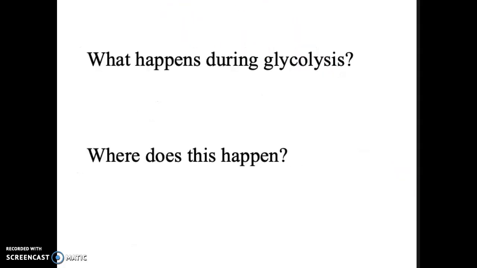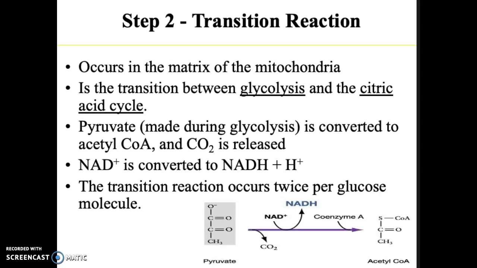Before we do that, I think the big picture you should know here: what happens during glycolysis? Glucose gets split in half to two pyruvates. Where does this happen? It happens in the cytoplasm of the cell. Okay? Reaction number two is going to take place in the matrix of the mitochondria. So if you've forgotten what the matrix is, that's okay.